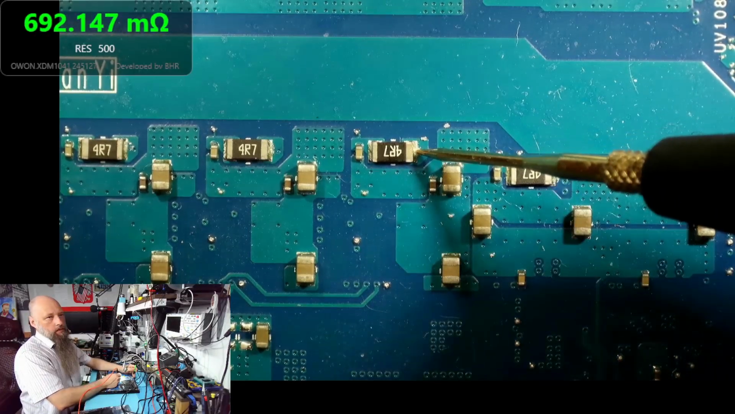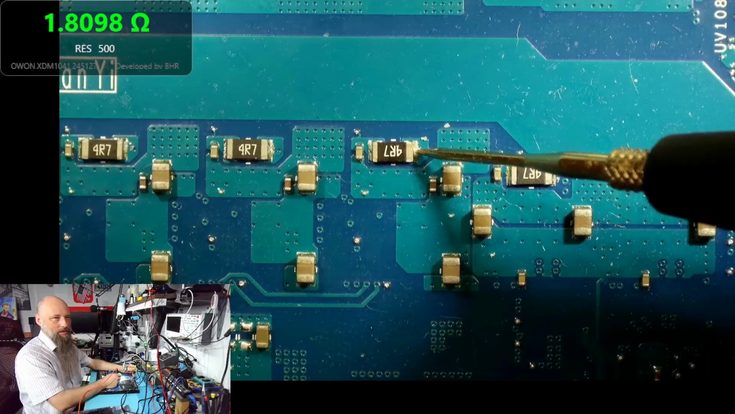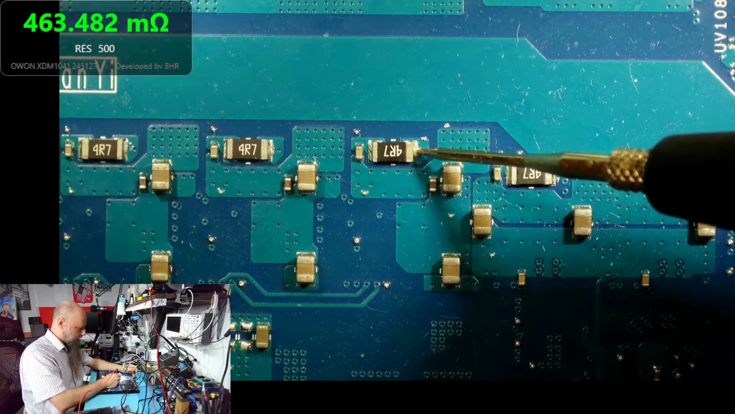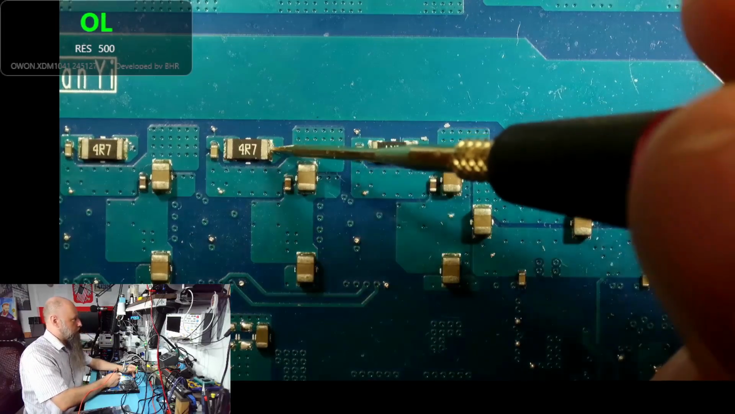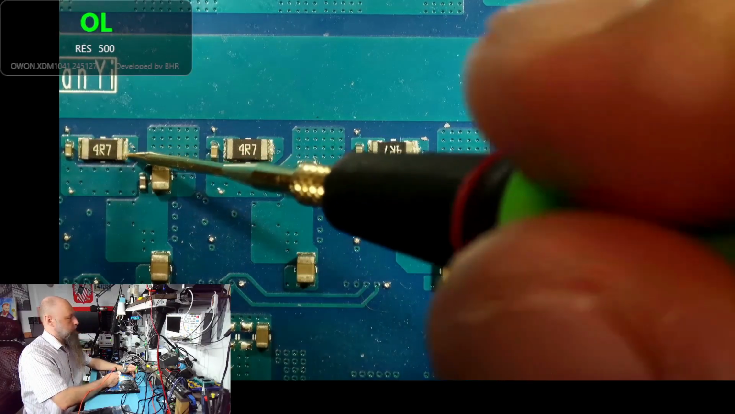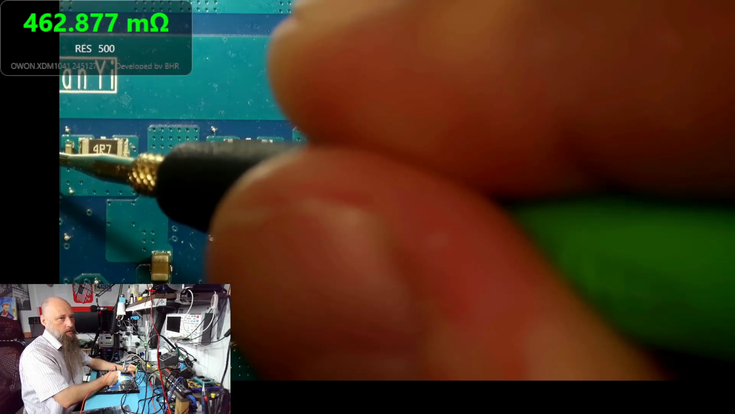Third one is pretty much shorted. It's not a dead short, but it's short enough. It should be around what? Oh, that was just a poor connection here. So let's check this one, also shorted. And this one, also shorted. And the last one, also shorted.